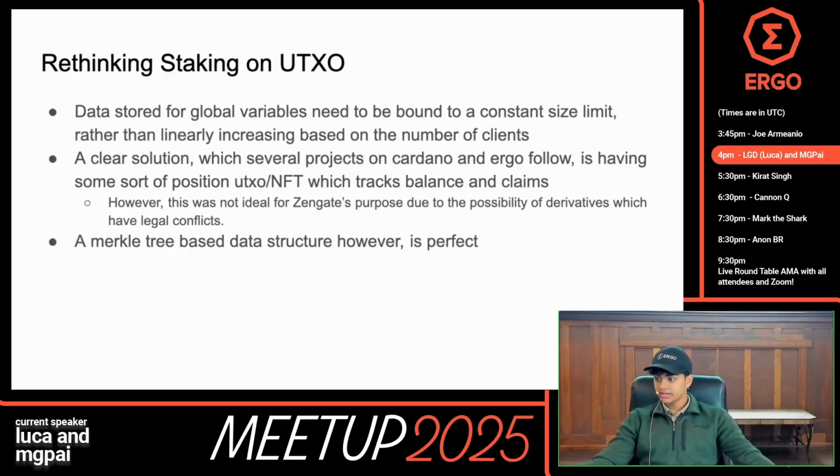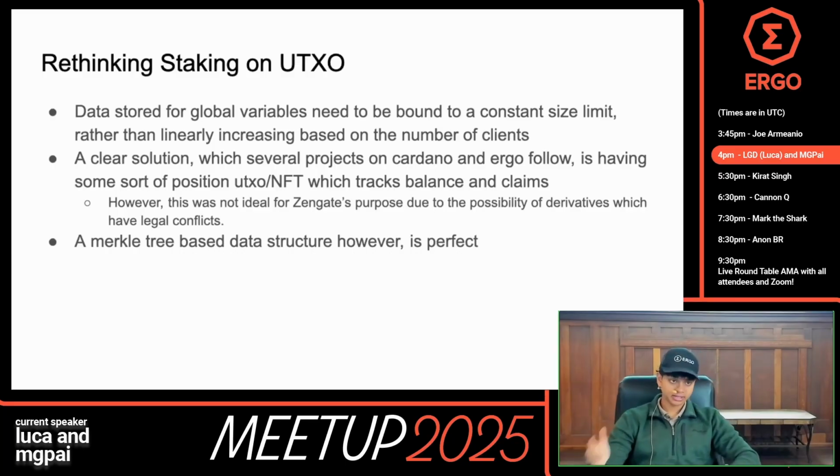Data stored for the global variables, so for all sorts of staking calculations, needs to be bound to a constant size limit. You can't have it scale with the amount of users, right? So you can't be like, okay, one user is 1 GB of data, and 10,000 users is 10,000 gigabytes. We can't scale like that. It has to be that one user is 1 GB of data, and a million users is still 1 GB of data, right?